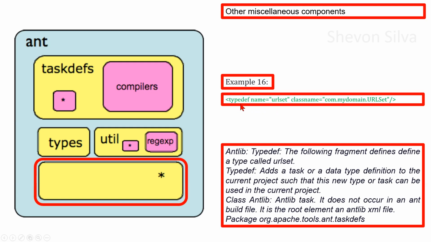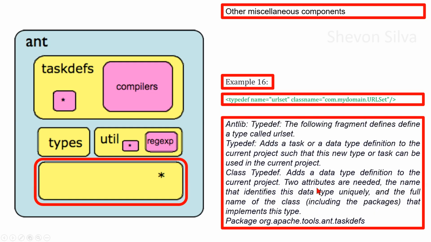With regard to API, we can consider class typedef, which adds a data type definition to the current project. Two attributes are needed: the name that identifies this data type uniquely and the full name of the class, including the packages that implement this type. This is in the package org.apache.tools.ant.taskdefs.